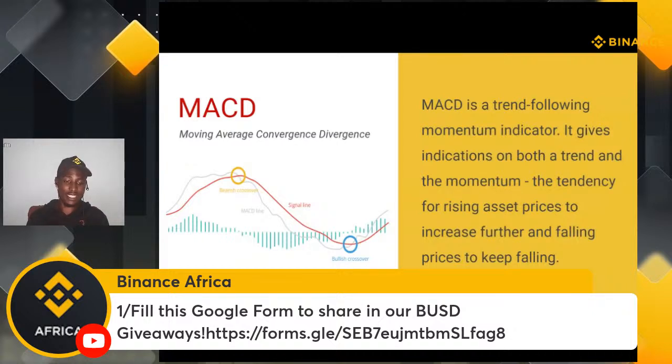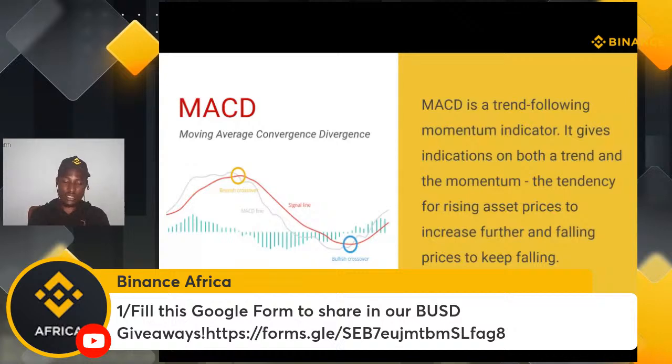The moving average convergence divergence indicator is also known as an oscillator. So if you hear someone talking about an oscillator, they are still referring to MACD. It's a very good simple buying or selling momentum indicator, and one of the most popular indicators used by crypto traders. In short, MACD is a trend following momentum indicator. It gives indications on both a trend and the momentum, the tendency for rising asset prices to increase further and falling prices to keep falling. That's all it does.